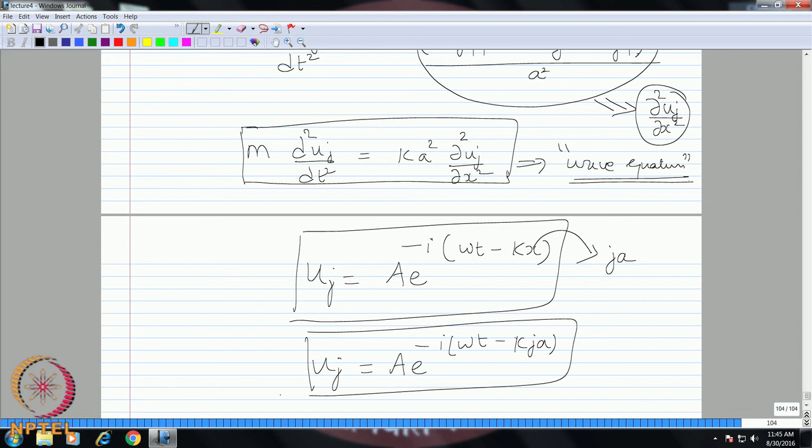So, what you can do is substitute this solution into, let us say this is equation 1 and this is your assumed solution 2 for the wave equation. Substitute 2 into 1, this should eventually satisfy it, and you write down the relation between omega, which is your angular frequency here, and k.